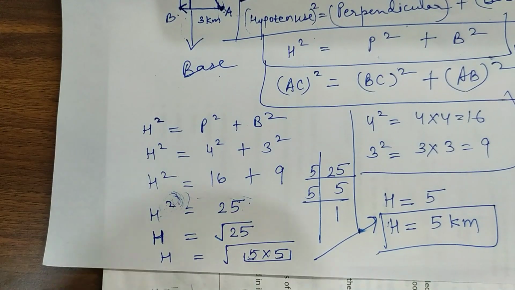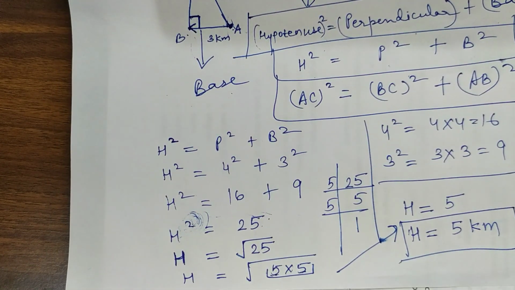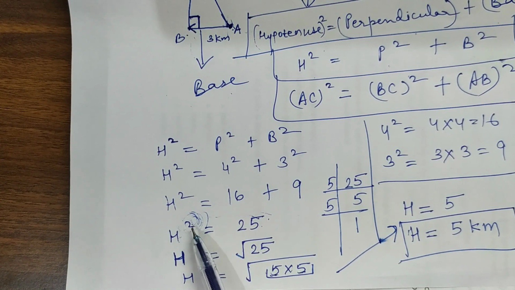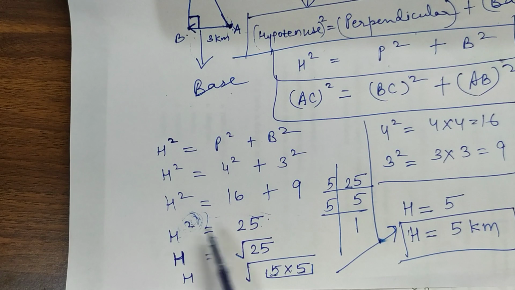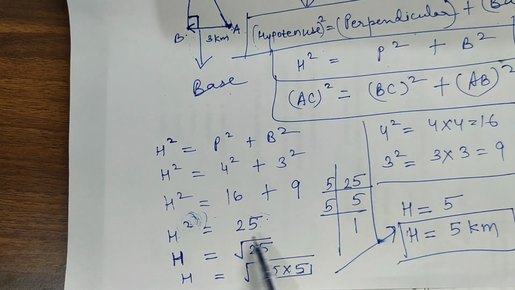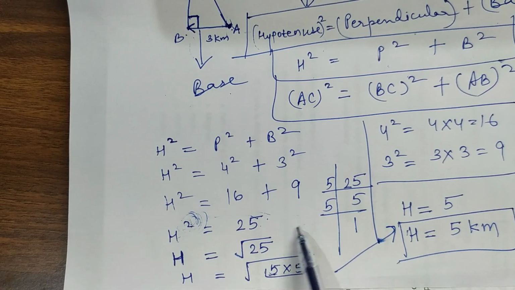Fine, children. I hope it is clear to you. If you want, you can note this thing. Okay, children. After, how do we remove this square? We move this square to the right side, and when the square is moved to the right side, it forms under root. Okay, this we also call under root or square root.